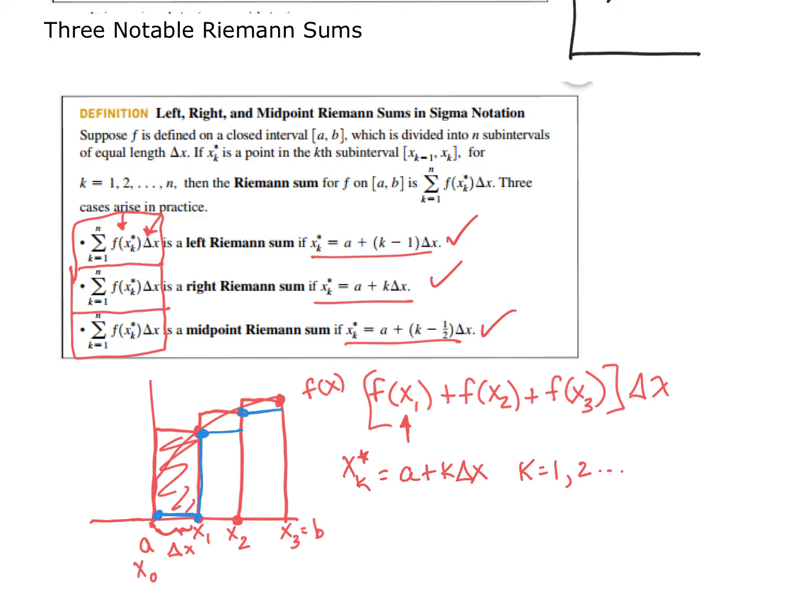the heights of these would have started here at a, then it would have been x sub 1, x sub 2, and we don't need x sub 3. So for a left-hand Riemann sum, your x sub k star is going to be a plus k minus 1 delta x. So that your first one, if you plug in k, you're not adding a delta x at all. You're just going to get a as your first left-hand endpoint. So that's again why those are different.